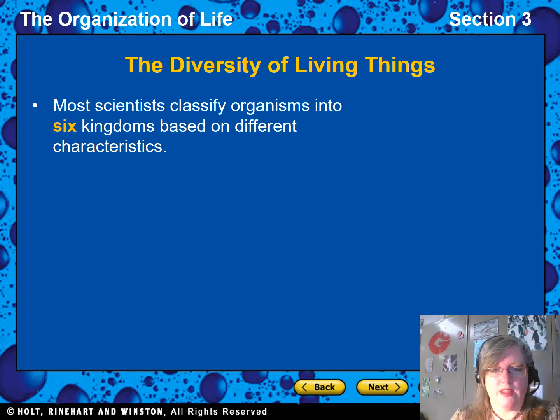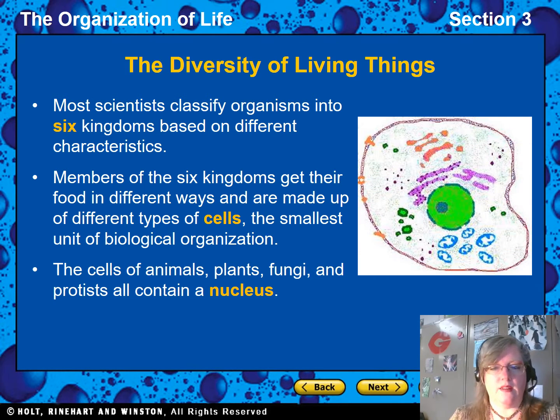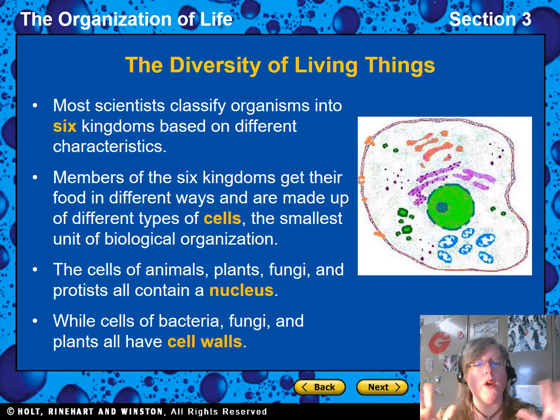The diversity of living things. Most scientists classify organisms into 6 different kingdoms based on the categories. So what I'm going to be using a lot as we talk through this lesson is imagine you have a trading card, like the Pokemon cards or baseball cards, whatever it is you like to collect. One for every single animal and organism, plant, animal, and bug, every single organism in the entire world, you have a trading card.